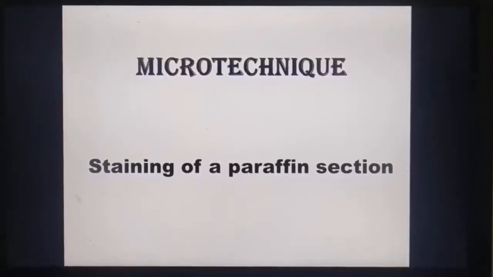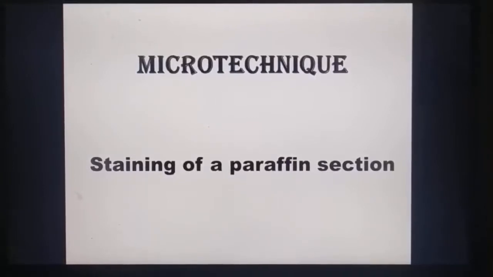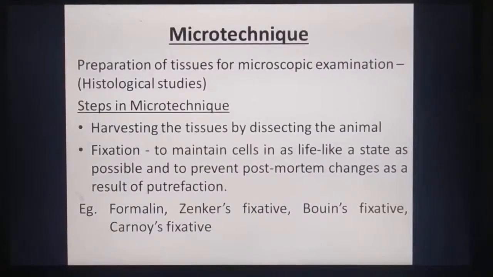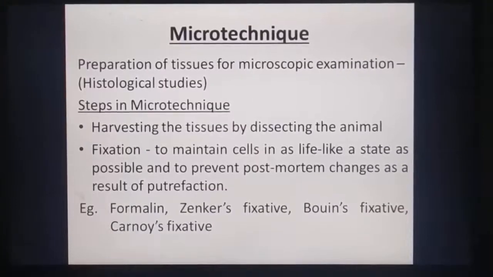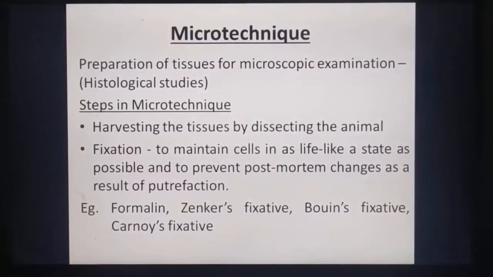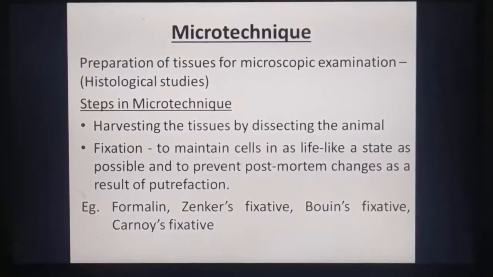Good morning. Today in practicals, we will learn how to stain a paraffin section. Staining of the section is the last step in microtechnique. Microtechnique is a procedure of preparing a tissue for microscopic examination. This is mainly done to study the histological details.